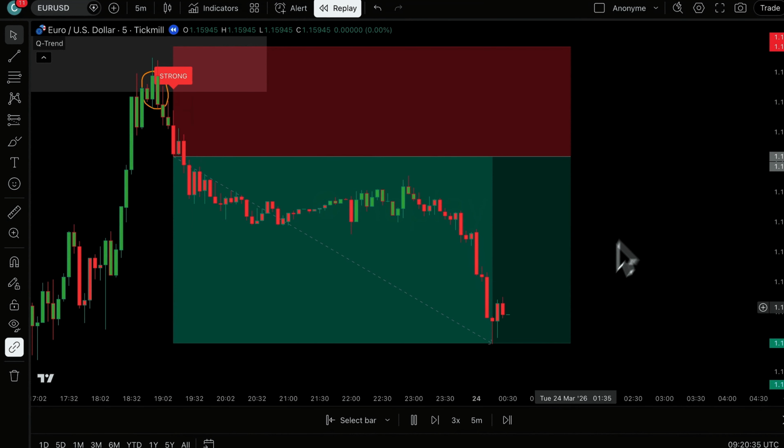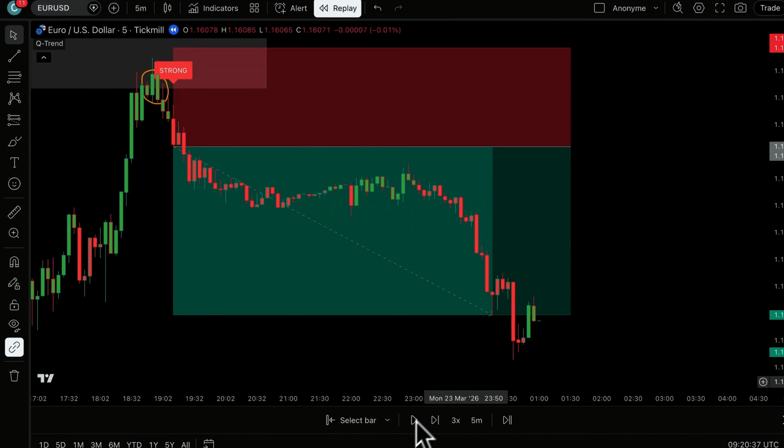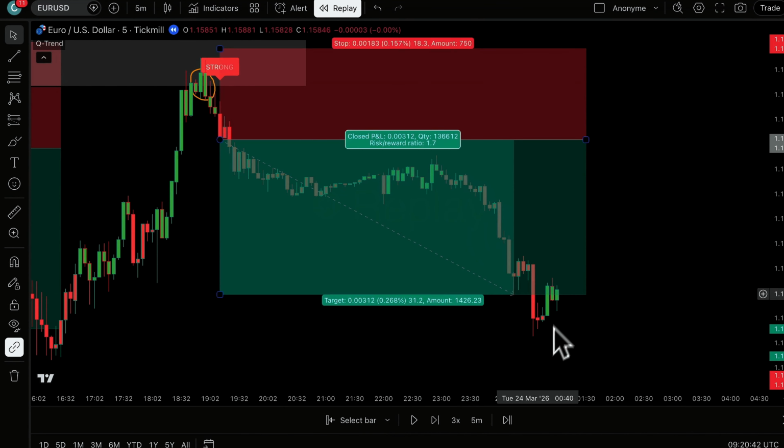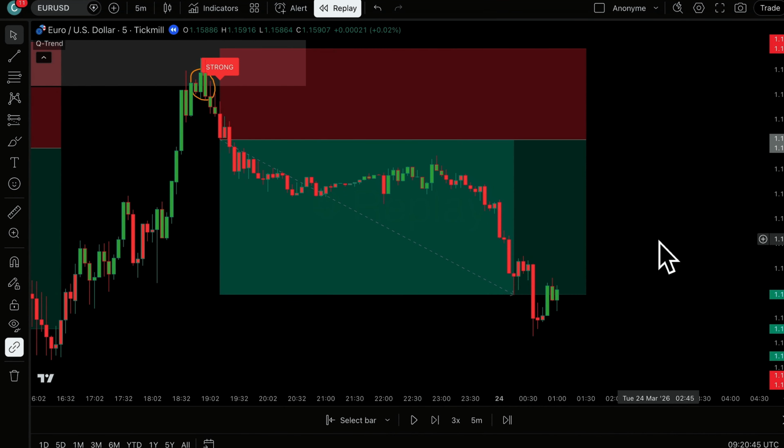Sometimes the market will give you your targets quickly, and sometimes it will take a bit more time. We can see that the market has just hit the target. That's a second consecutive successful trade by the technical indicator. I'll let the market run and we'll wait for the next signal from the technical indicator to enter a position.